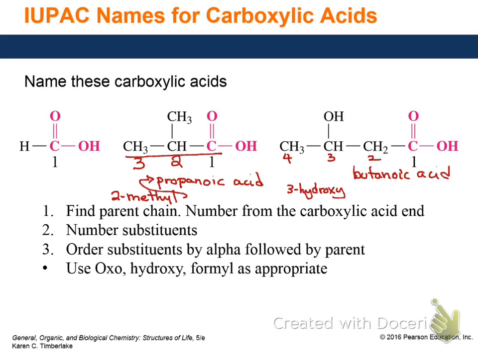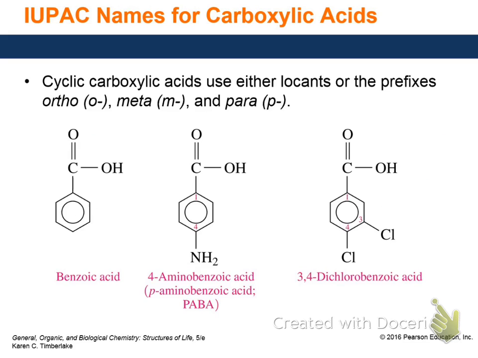Okay, so you find the parent chain, number the carboxylic acid from the carboxylic acid end, you number the substituents, and then when you put the name together, these only had 1, you do them in alphabetical order. I'm just warning you here, use oxo, hydroxy, formyl as appropriate, because those are no longer the parents of this molecule. How do we know how to use hydroxy or hydroxyl?